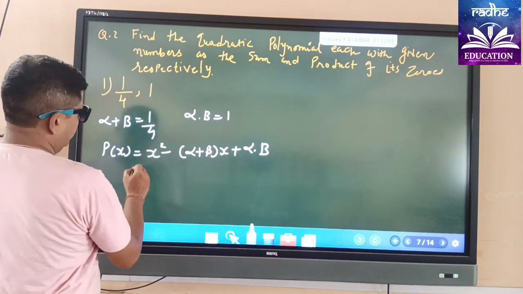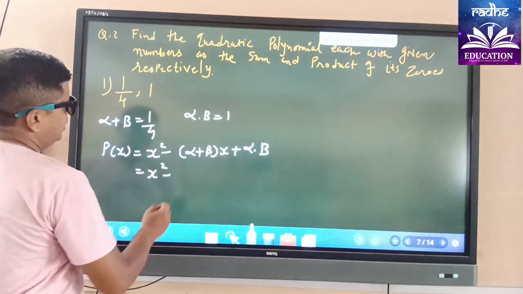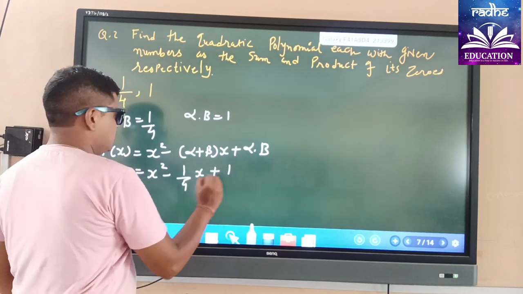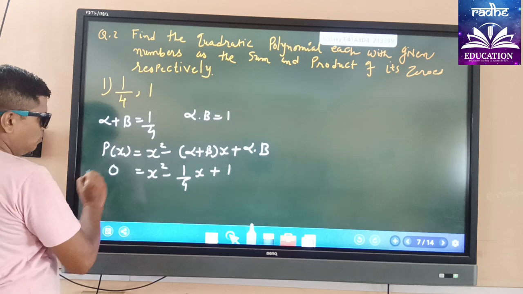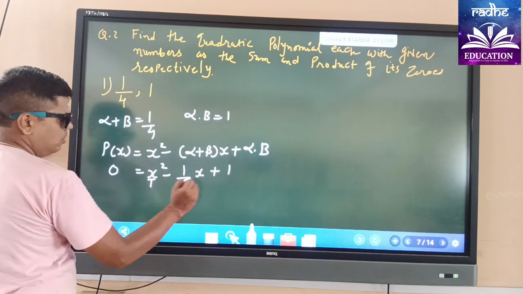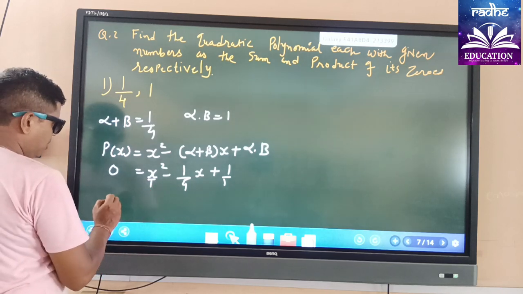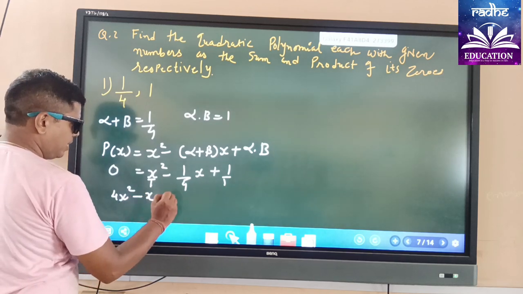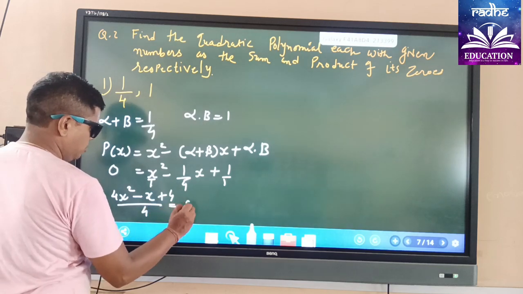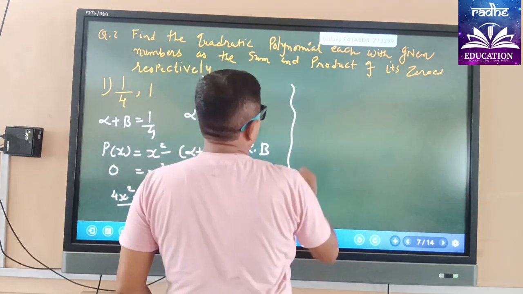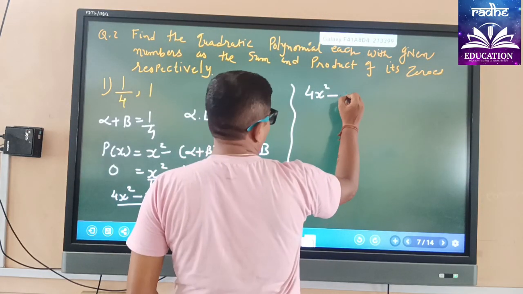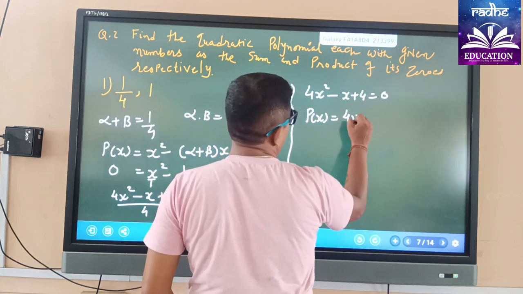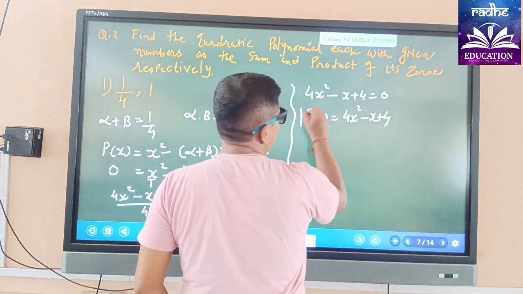Find the quadratic polynomial. Ultimately, we have the standard form. So we have here x square, alpha plus beta, that is given as 1 by 4, x, and alpha into beta is given as 1. This is also correct. If you take the LCM, then the LCM is 4. We multiply with the 4, so we get 4x square, minus x, plus 4, divided by 4 equals 0. So we get the quadratic polynomial p(x) equals 4x square minus x plus 4. This is what we have.